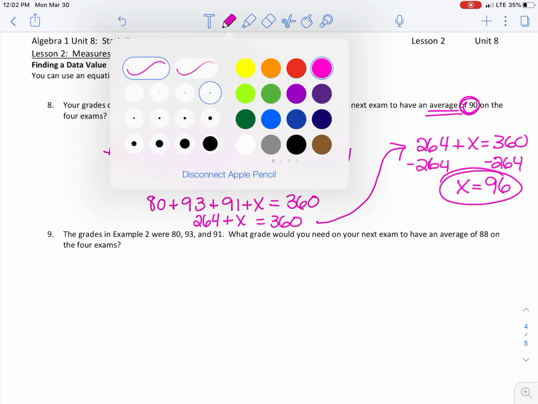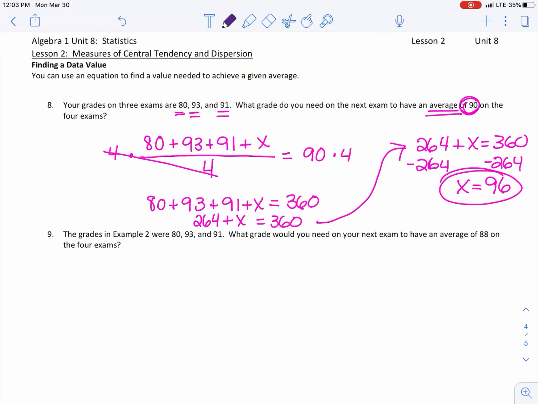The next problem is almost identical to this one. All the next problem is saying is the grades in example 8 are the same, okay? What grade would you need in order to get an average of an 88 instead of a 90? Okay, so we're going to do the exact same method. We're taking 80 plus 93 plus 91 plus X, all of that divided by 4. And that's going to give me an average of 88 instead of 90. That's the only difference.